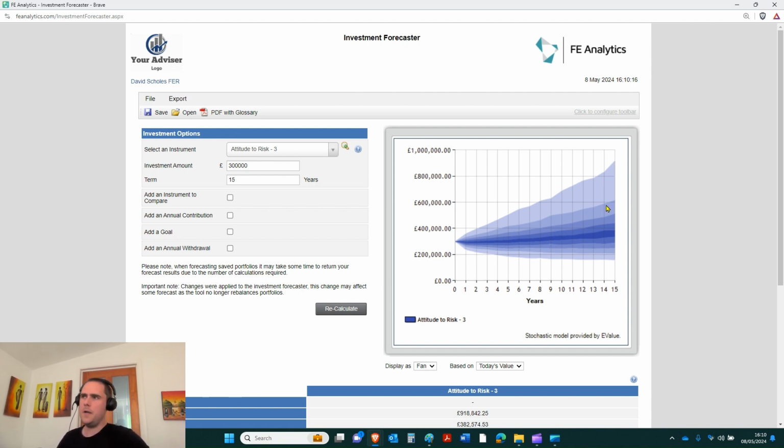Unlikely, but still possible. What about in reverse? What about if we had a 15-year bear run? Again, incredibly unlikely, but still possible. That's the worst case scenario. And then you've got a kind of 50-50 chance of hitting higher or lower than that middle. So it's kind of like an average. And then there's a 5% chance of hitting anything outside of this graph. Again, very unlikely. So it gives you a broad range of returns.